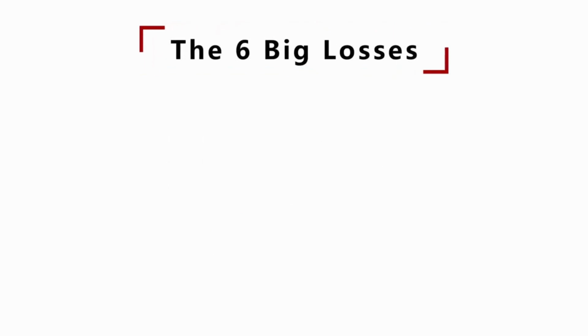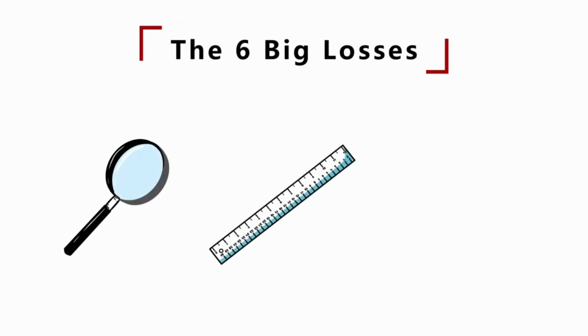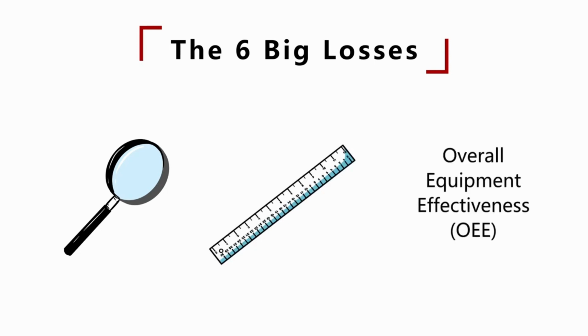Now that you know the 6 big losses, you must learn to observe them, recognize them, and measure them correctly. When you have the measurements, you can calculate overall equipment effectiveness. For the definition of the OEE and how to calculate it, I leave you a series of in-depth videos in the description.